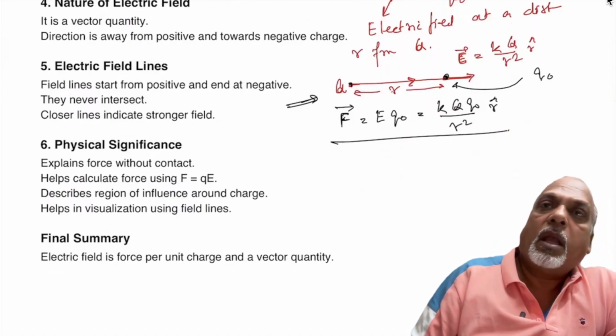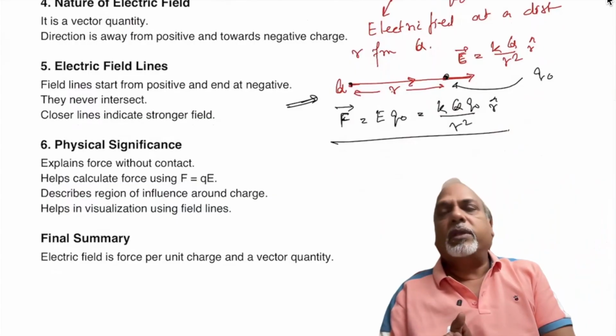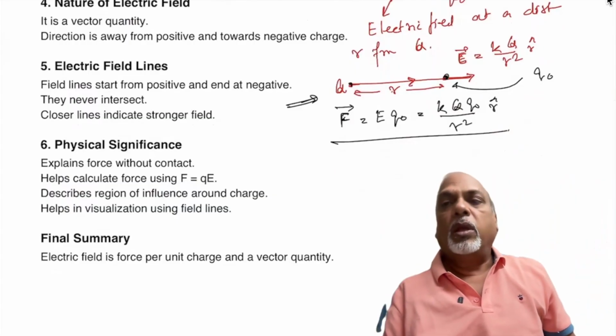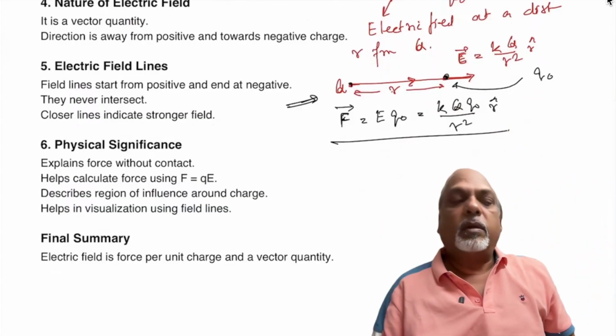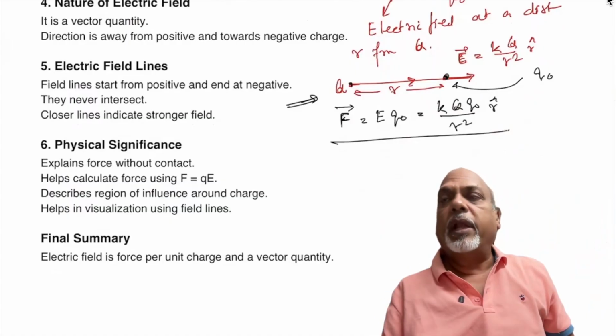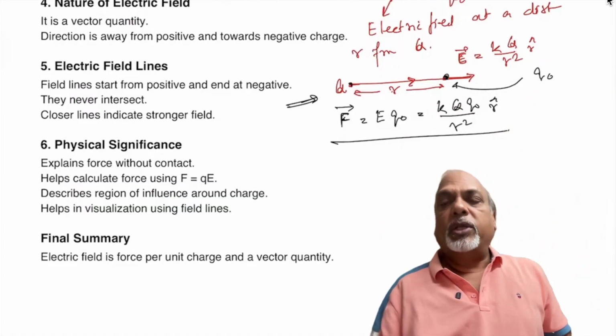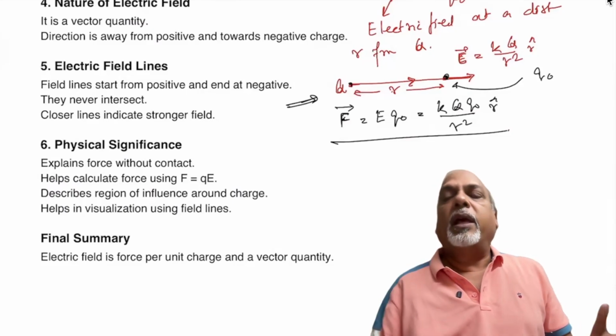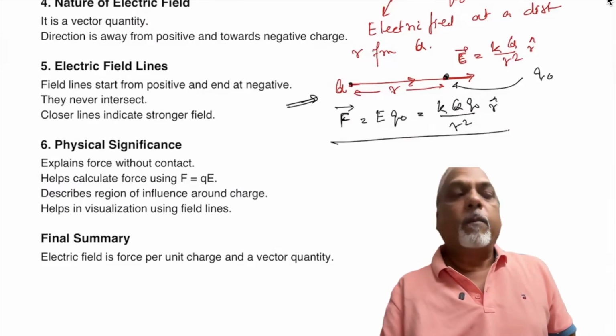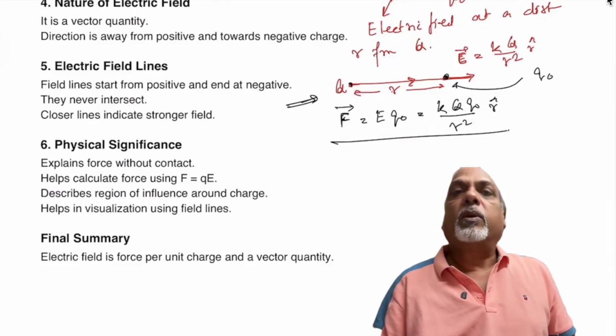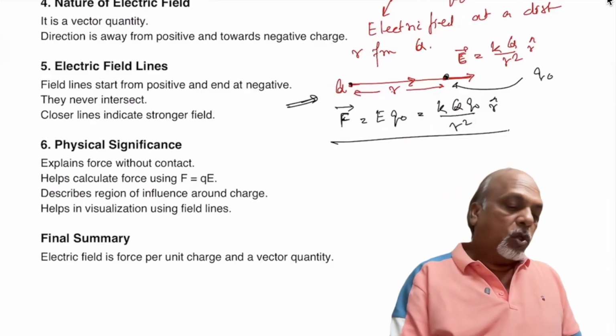Correct? And the direction of the force is nothing but, as we have seen in Coulomb's law, if there are like charges, then of course the direction will be repulsion. If unlike charges are there, then the direction will be attractive. Correct?